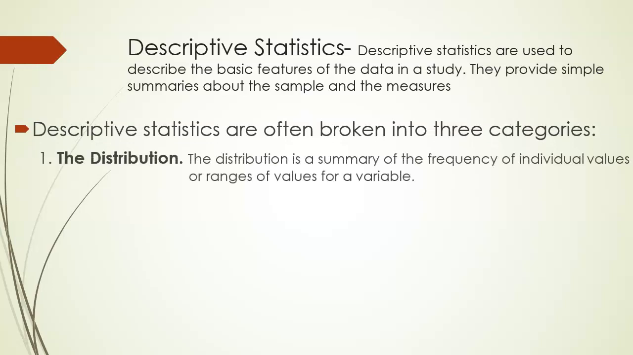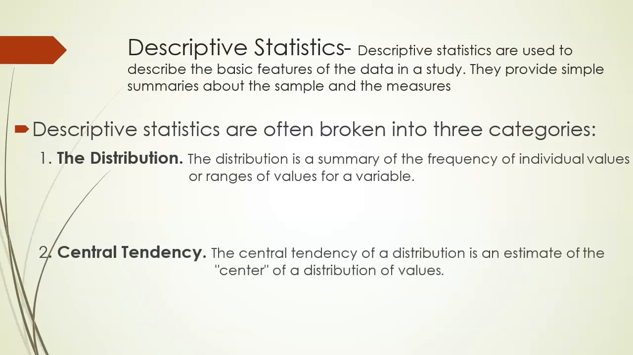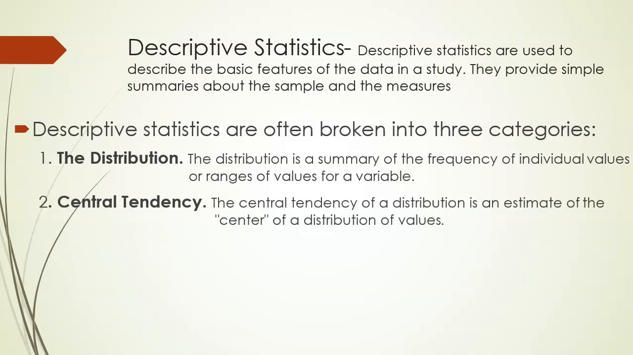One, the distribution. And this just talks about the summary of the frequency of individual values or range of values for a variable or set of data, and we'll give you an example about that in just a second. And then there's central tendency, which is the mean, median, and mode, right? The central tendency of a distribution is an estimate of the center of the distribution of values. And you probably are familiar with those. At least you're familiar with mean, for sure. You may be vaguely familiar with median and mode, but we'll talk about those as well.